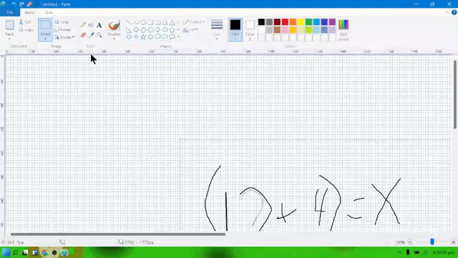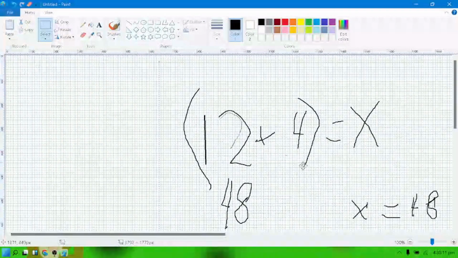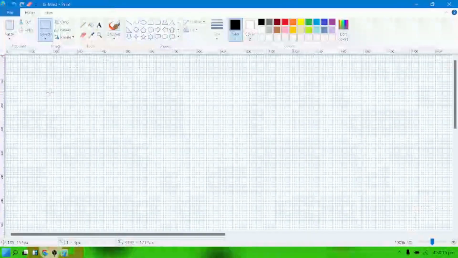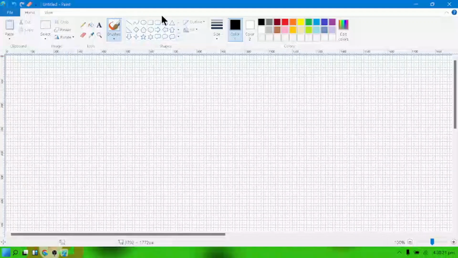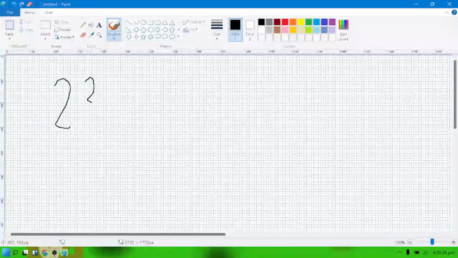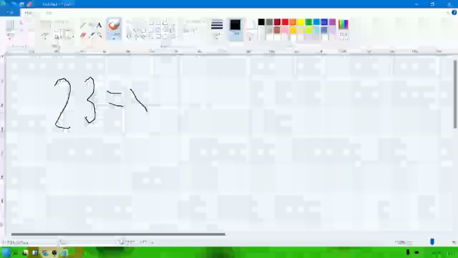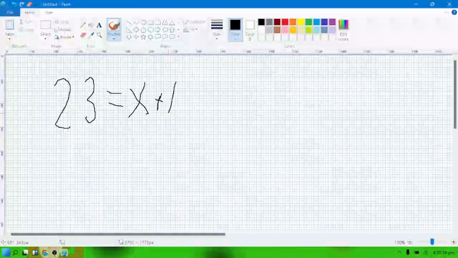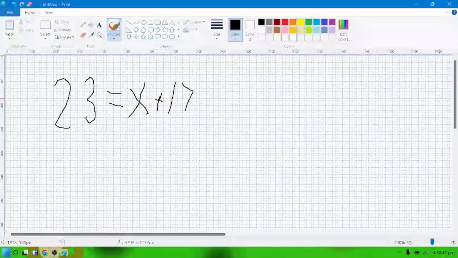So our next algebraic equation, please go. We kind of let go of our old algebraic equation, so let's first put it to the side and make a new one. Now I'm going to give you something fairly harder and we're going to solve it together. 23 equals x plus 17. We use different steps to solve this.